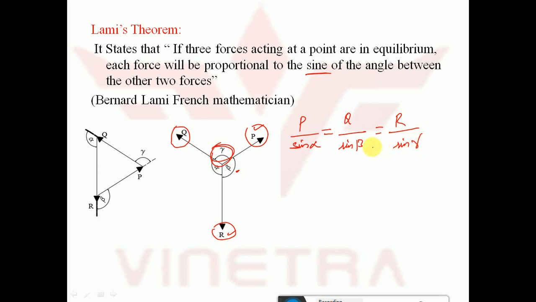So now I need to prove this, right? Lami's theorem says that if three forces are acting at a point, then each force will be proportional to the sine of the angle between the other two forces. If I choose Q, the other two forces will be P and R, so Q will be proportional to sine beta. So we have written this as per Lami's theorem. This theorem was developed by Bernard Lamy, who was a French mathematician. So let us prove this Lami's theorem.